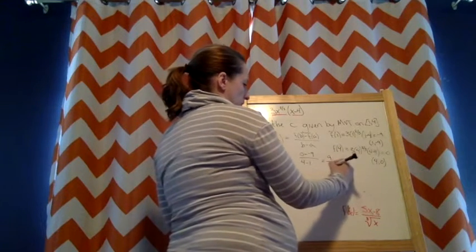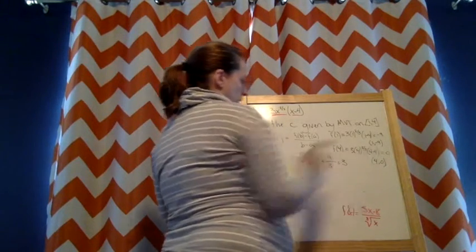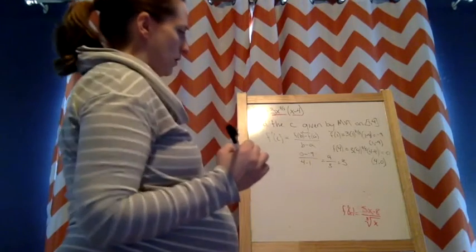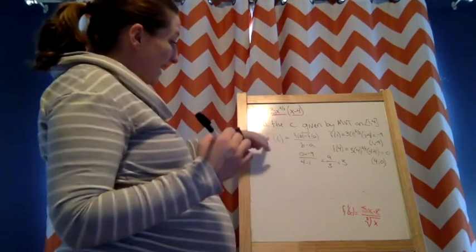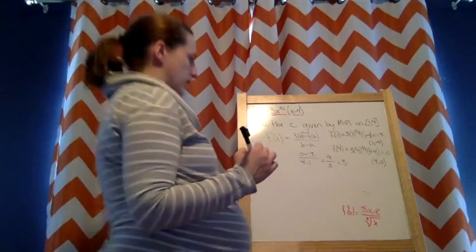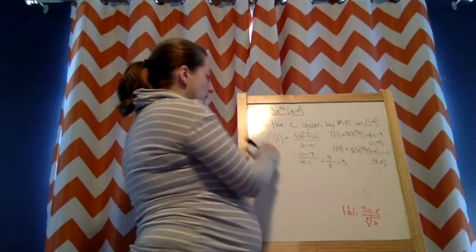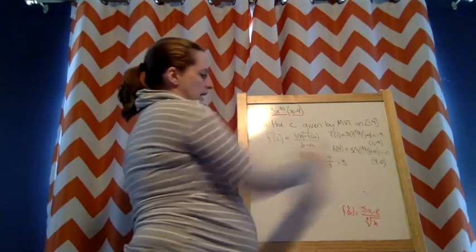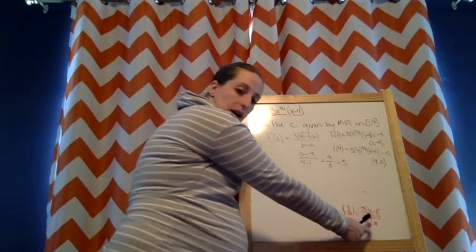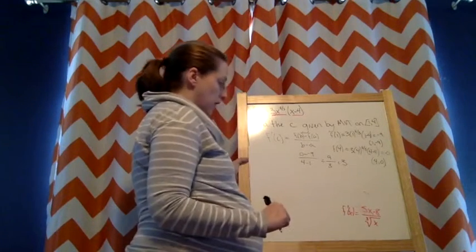4 minus 1 is 3. So our slope is 3. Okay. Now over here, on the other side of this mean value theorem equation, we're saying the derivative at some value has to equal 3.